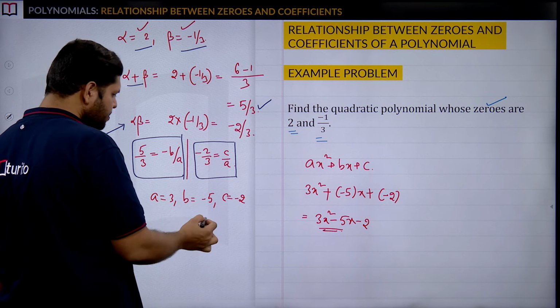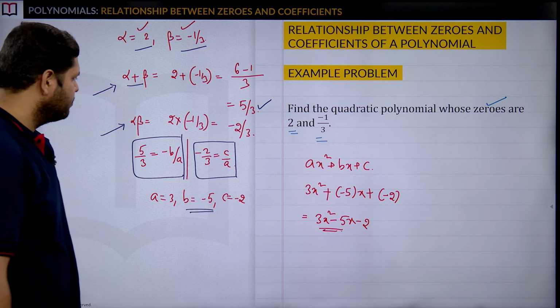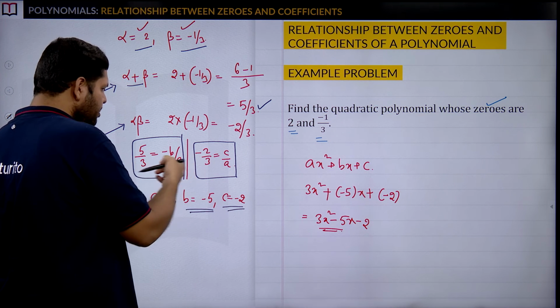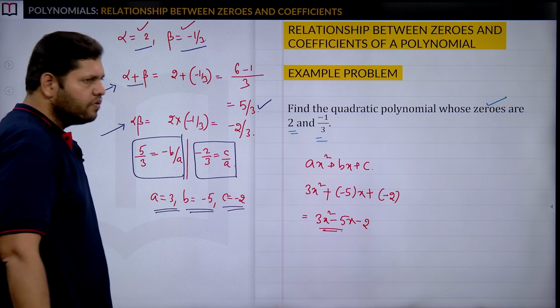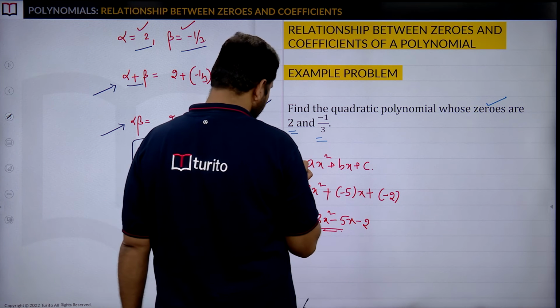5 is equal to minus b, means b is equal to what? Minus 5. So we got the b value. And here c is equal to what? Minus 2. And children, look at the denominator. Here a is also 3. Here also a is equal to 3. So directly I can say a value is equal to what? 3 is the answer.